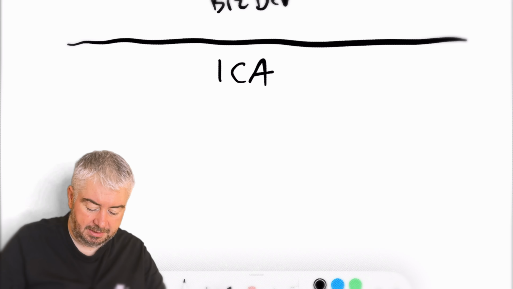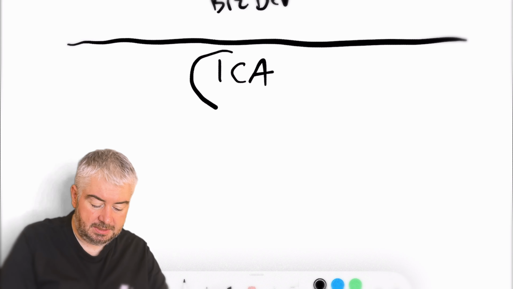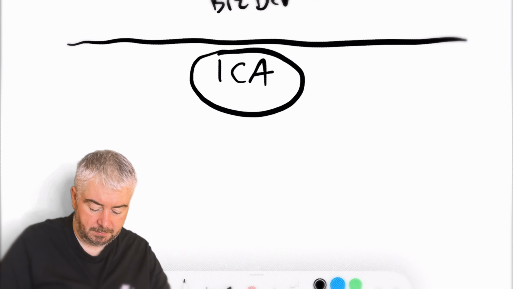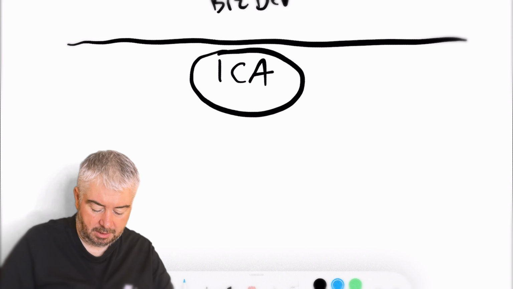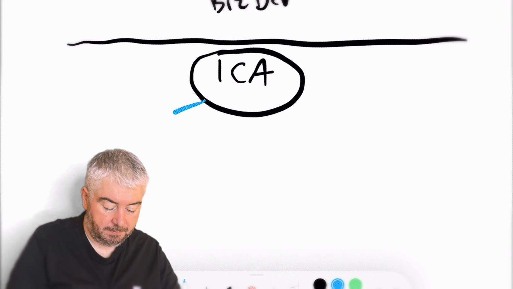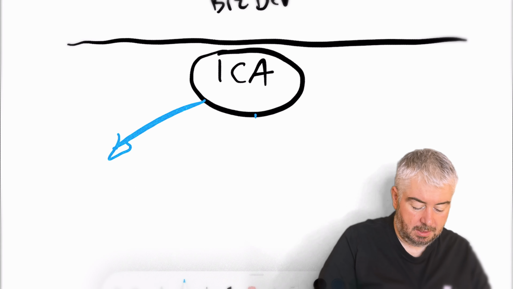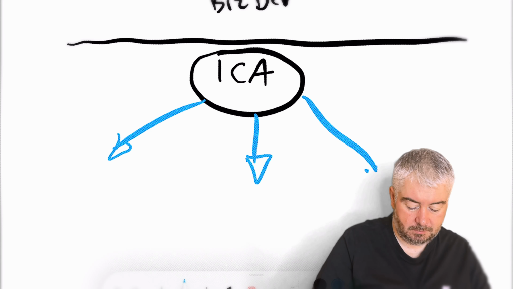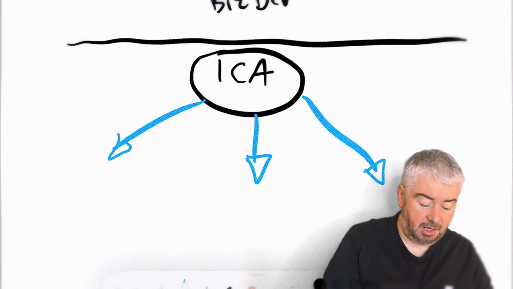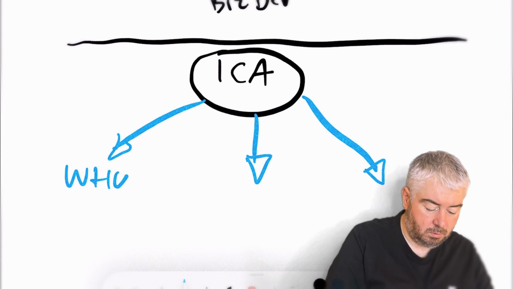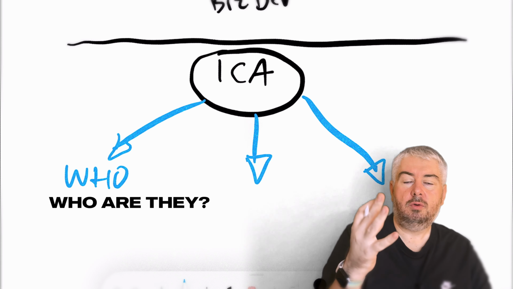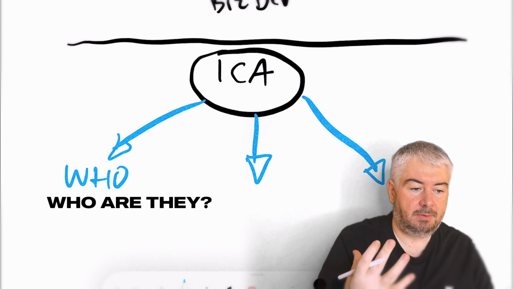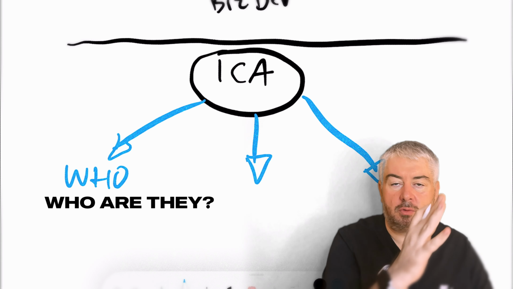So for ideal client avatar, basically what we want to understand, and I'm clicking here like crazy, is three things. Well, this doesn't look that bad. So the three things are who. So who are they? And here we have two parts.